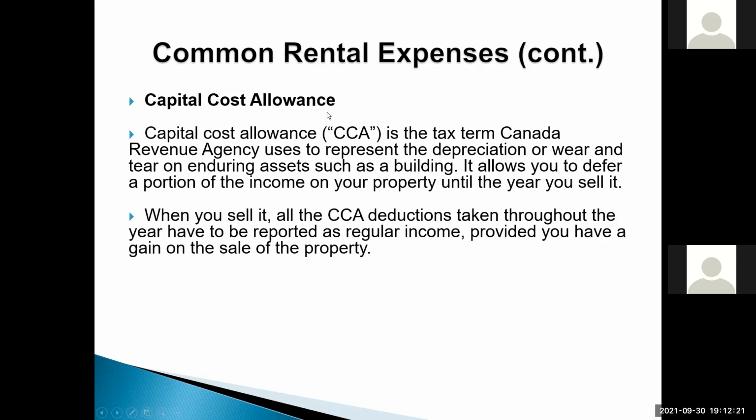When you do sell the property, all those deductions that you took for CRA throughout the years will have to be reported as regular income, provided, of course, that you have a gain on the sale of the property. Now, while you may not want to do that, the truth is, at the point you're selling it, you'll actually have the money to pay this tax. So I think it makes great sense to take the deduction and have to put out less cash during the time when you're not selling the property, and therefore not having a one-time cash infusion from it, and defer that until you actually do get the cash coming in.